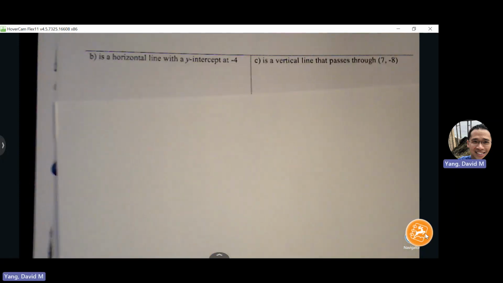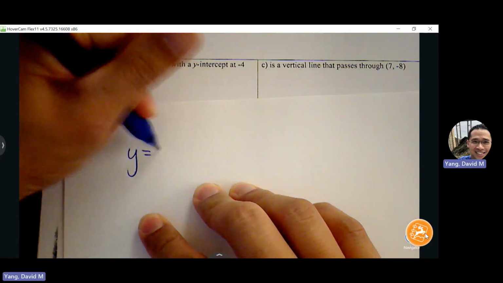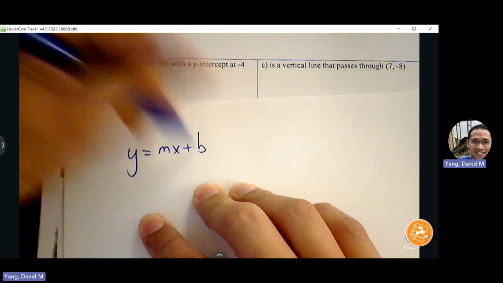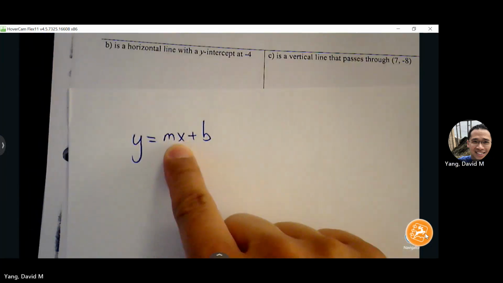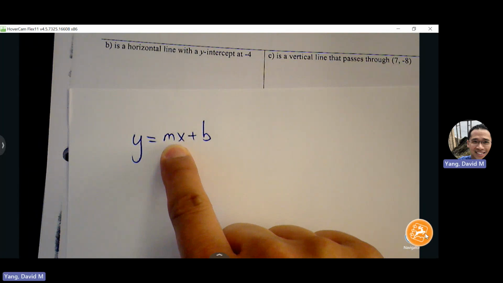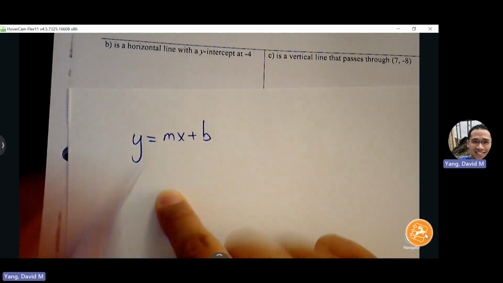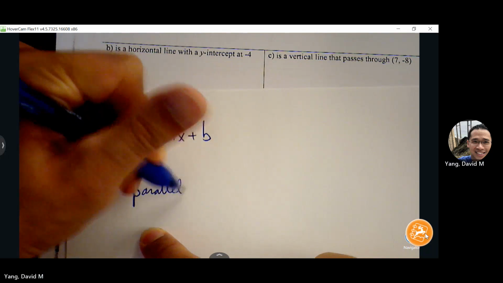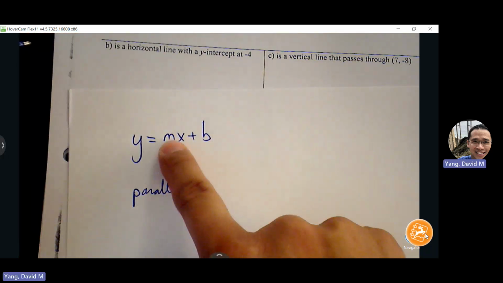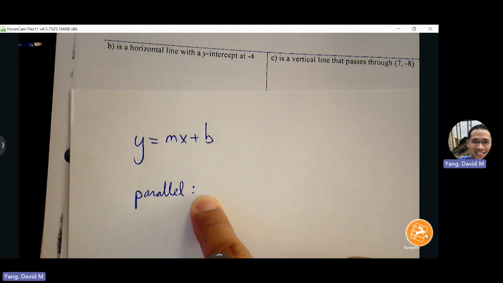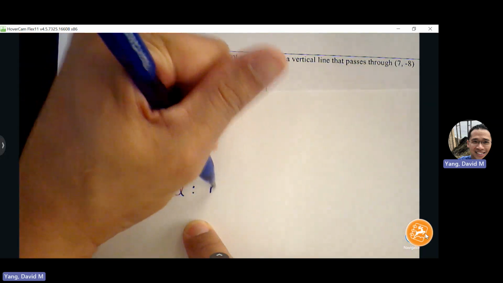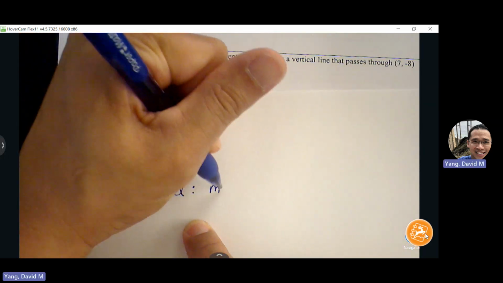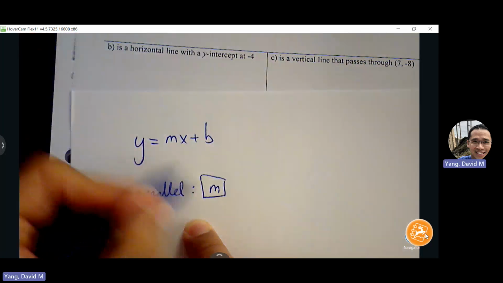So let's say I have an equation in the form of y equals mx plus b. The slope of that line is basically that m value. So if I want something that is parallel to that line, then I'm just going to copy whatever slope they have in that equation. So my parallel is just whatever that slope value is.